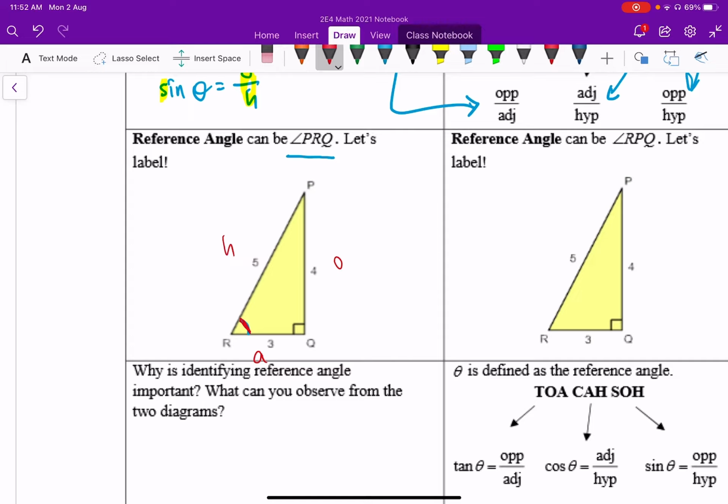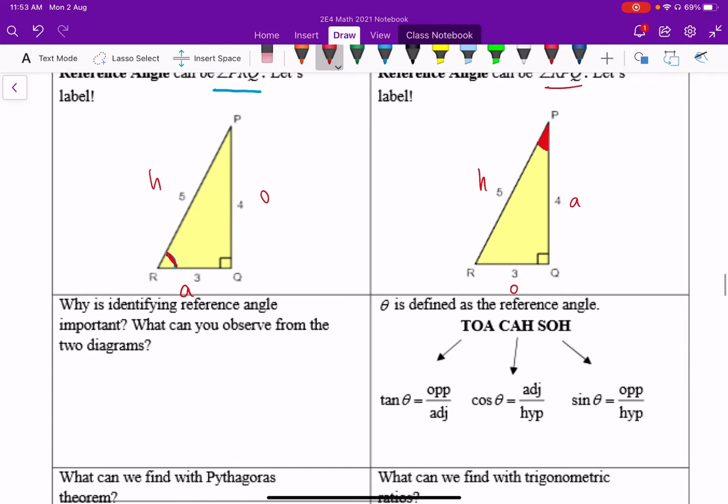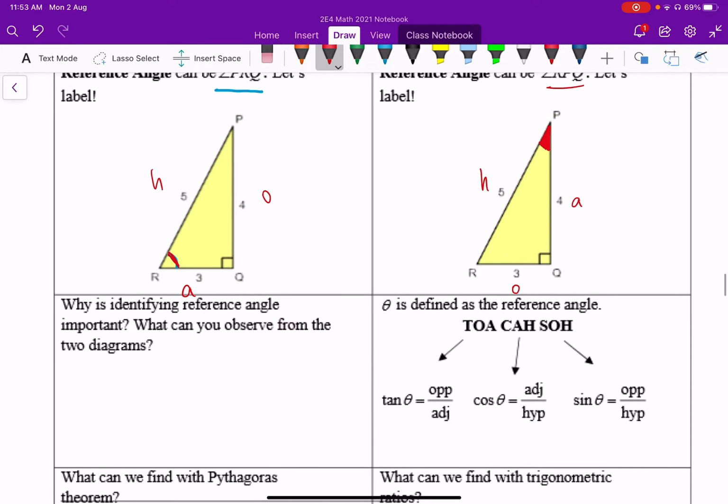Okay, what if in the exact same triangle I change my reference angle now to RPQ? Is this angle. You see the naming of the sides changed already. The hypotenuse is the same because it's always opposite of the right angle, but now this side, rather than being an A, becomes an O, and this one is an A. The naming of the sides depends on the reference angle. The O and A can change, depending on the reference angle. Okay, right? So I hope you guys are clear with this.